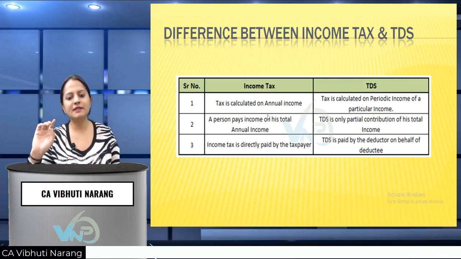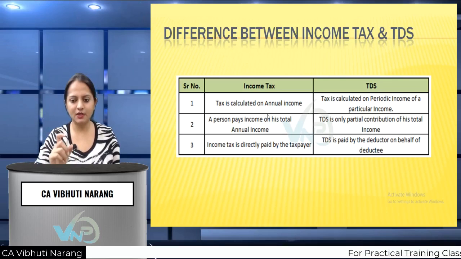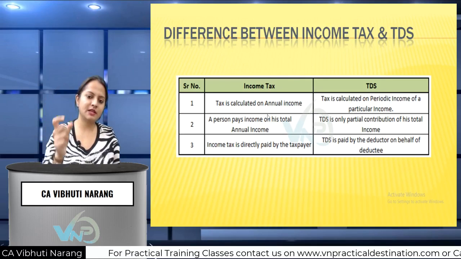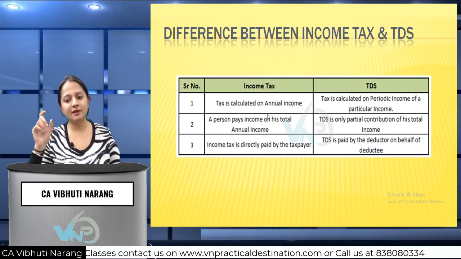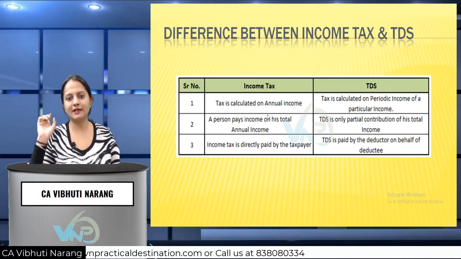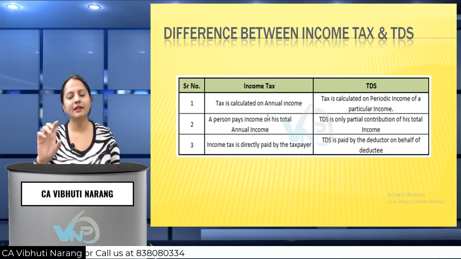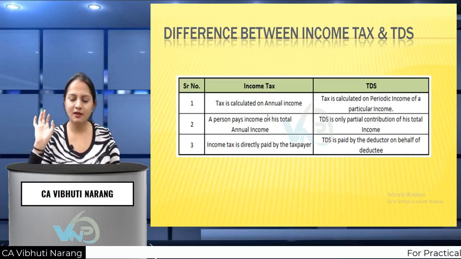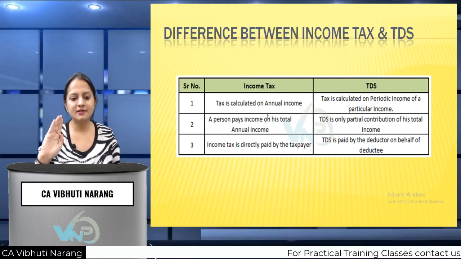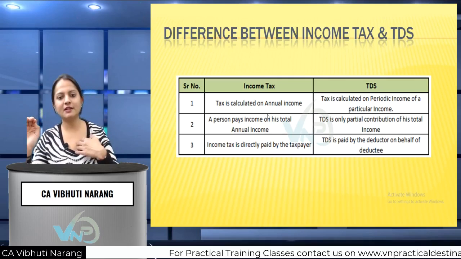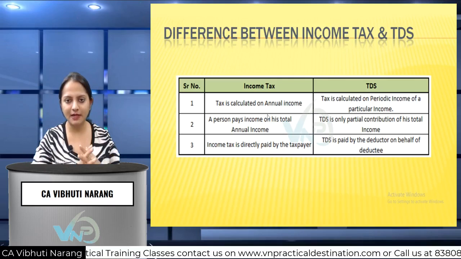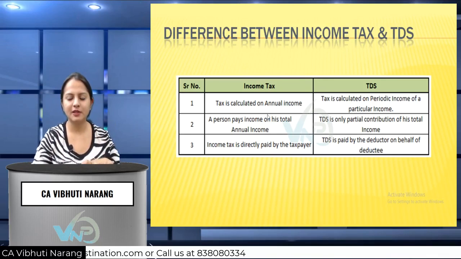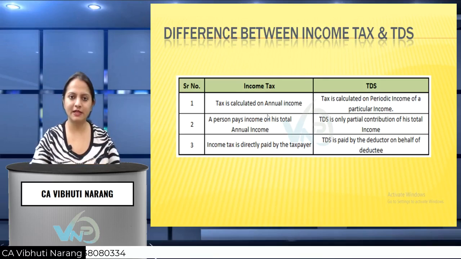A person pays income tax on his total income, that is his annual income, and in TDS it is only a part contribution. Suppose the total income is 1 lakh rupees; it may be the case that TDS is not deducted on the whole 1 lakh. It may be that only on 10,000, 20,000 or 50,000 rupees the TDS is deducted. Income tax is directly paid by the taxpayer. So we as taxpayers will be directly paying our income tax to the department, but TDS is paid by the deductor on behalf of the deductee. So it is not directly paid by the taxpayer.